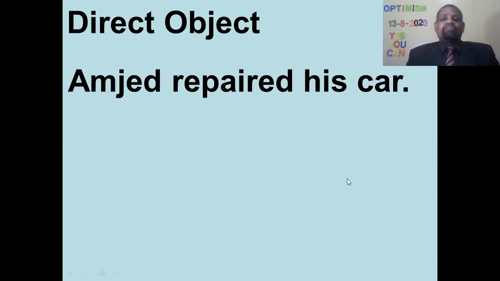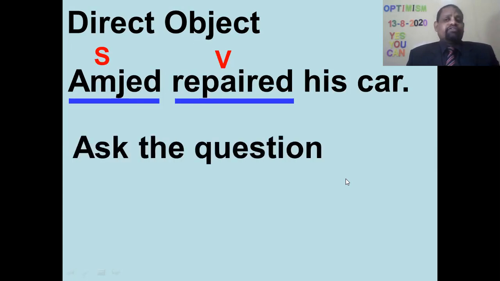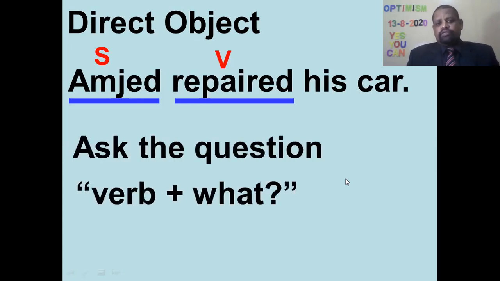Amjad repaired his car. Amjad is what? The subject. What he did? He repaired. That's the verb. Repaired what? Just ask yourself this question. Take the verb, repair, plus what? Repair what? His car. So his car here is the direct object.